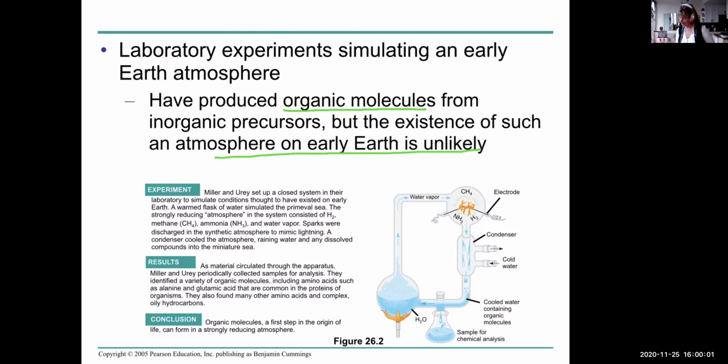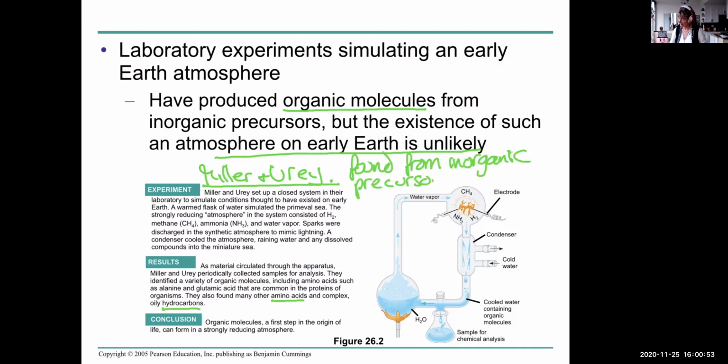So this is a Miller and Urey experiment. I know you can't see that, but if you wanted to look into it, you could. So they did an experiment to simulate the conditions of early Earth with a primeval kind of sea, an atmosphere of lots of methane and ammonia and water vapor, and they added some energy, some sparks. And as it circulated, they sampled it and found lots of things that are organic: amino acids, hydrocarbons. So they found, from inorganic precursors, amino acids and hydrocarbons.